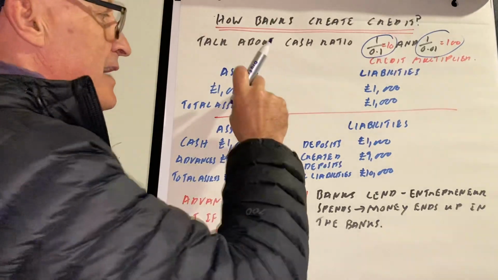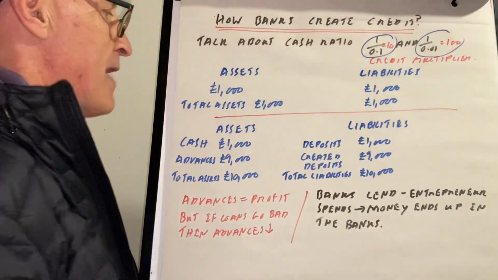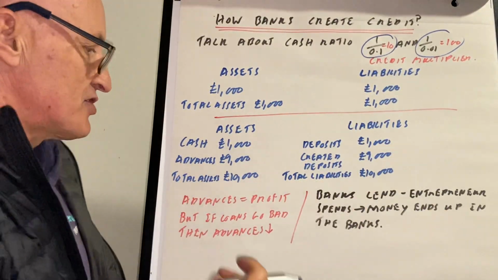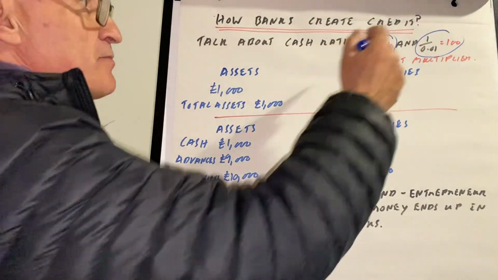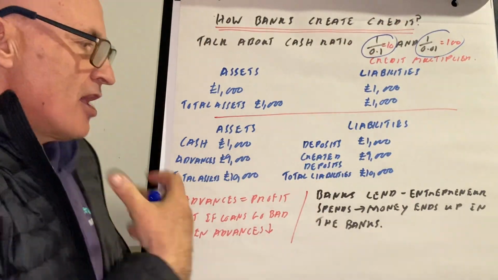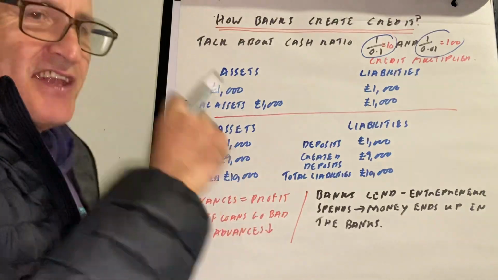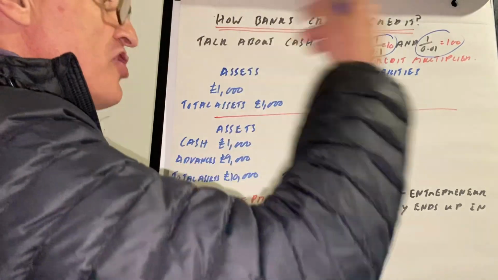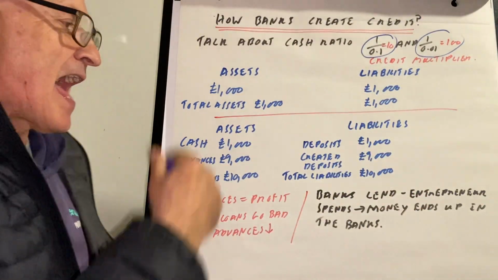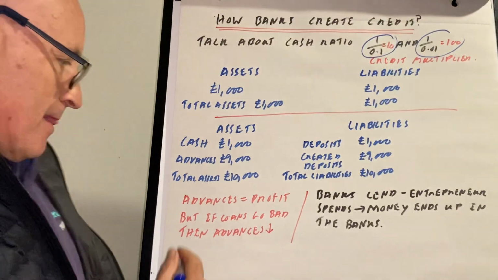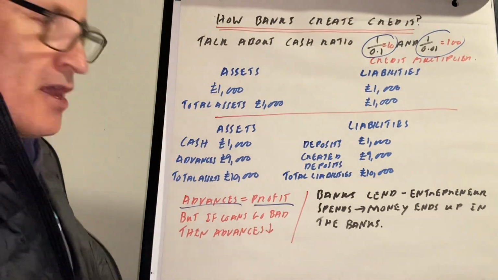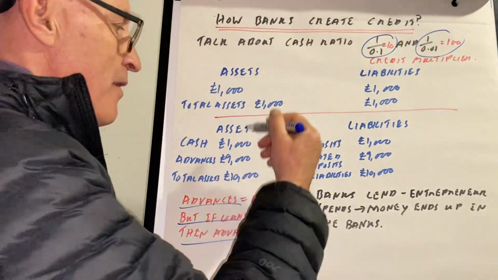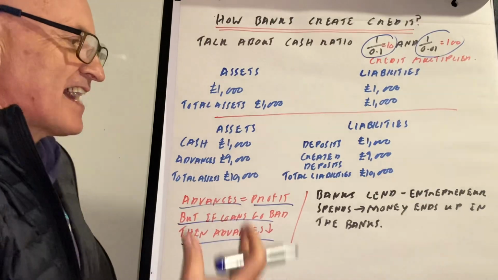You put £1,000 in the bank: £1,000 worth of assets, £1,000 worth of liabilities, total assets 1,000, total liabilities 1,000. The bank is extremely safe. However, if we take the credit multiplier equal to 10, the bank will be able to make £9,000 worth of advances. Now, every time they make an advance, that money is spent and then it recirculates and comes back into the bank, and that is how banks can increase their money supply. Advances equals profit, but if loans go bad and advances go down, then the bank will have fewer assets. Then the bank is at risk, which is why we need that capital.